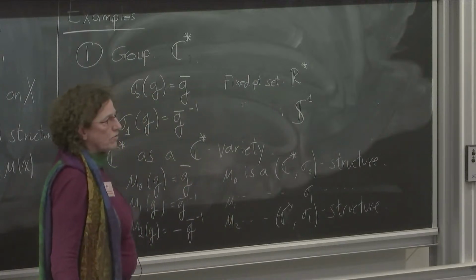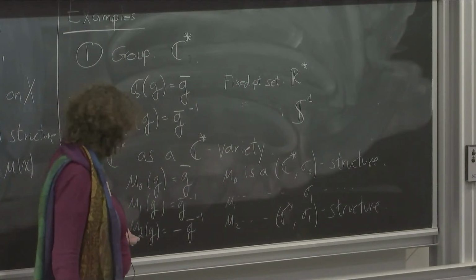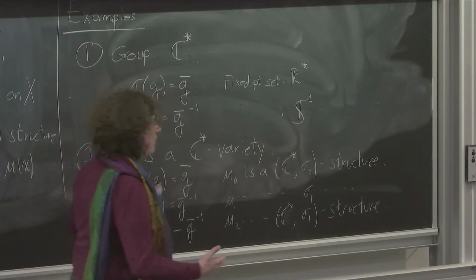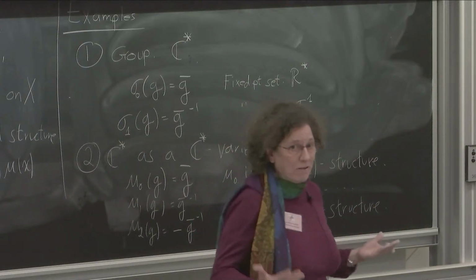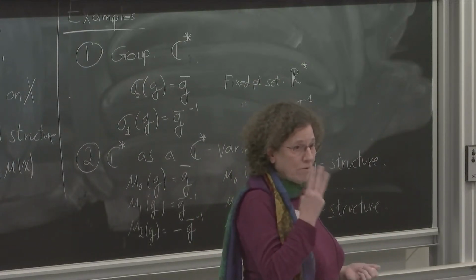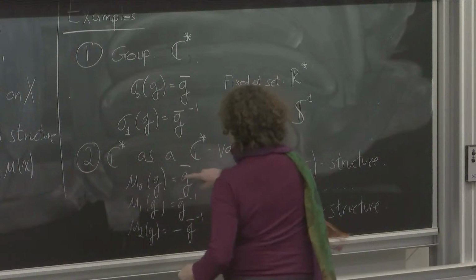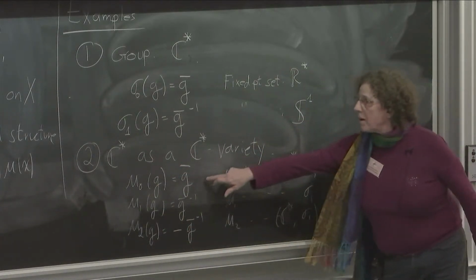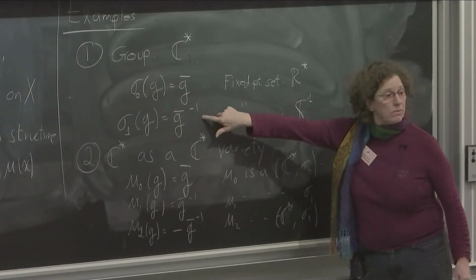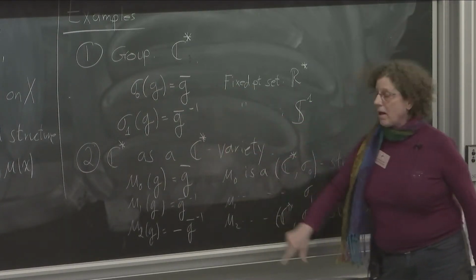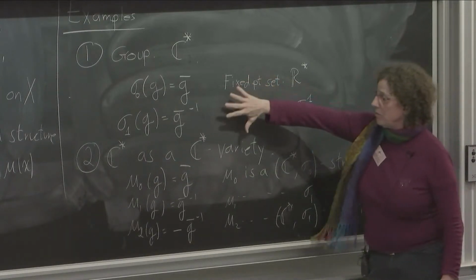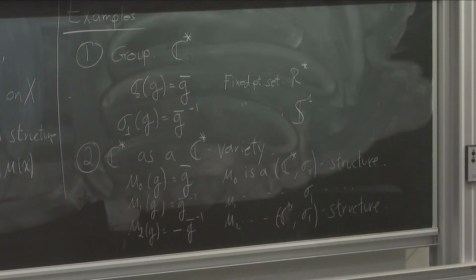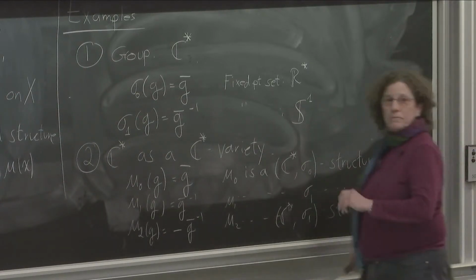I know these two are different because the fixed point sets are different. This still has no fixed points. Fixed point set is empty. Okay? So C star, as a homogeneous space of C star, has 3 different real structures. 1 compatible with this, 2 compatible with this. And, okay, so group and homogeneous space is not exactly the same thing.